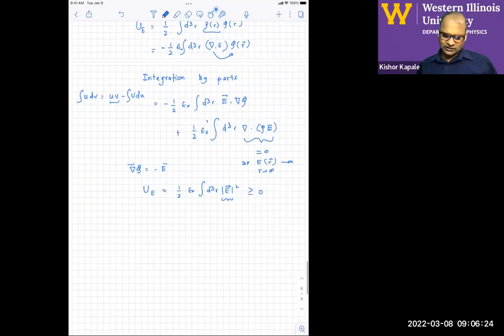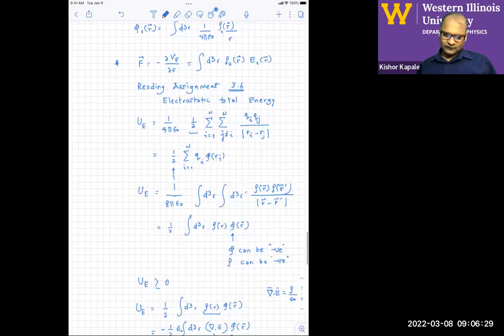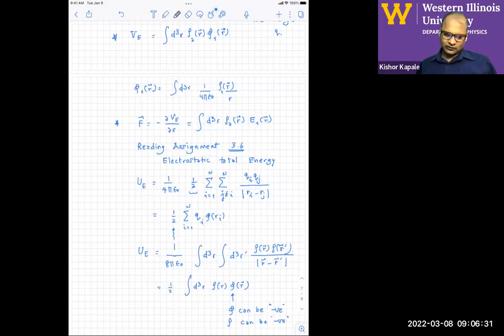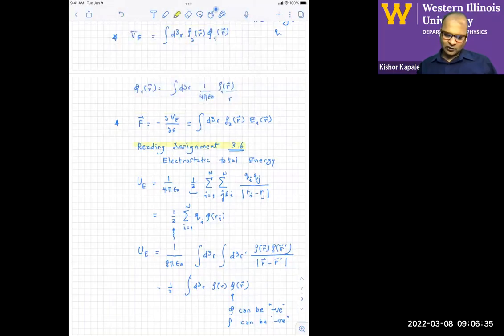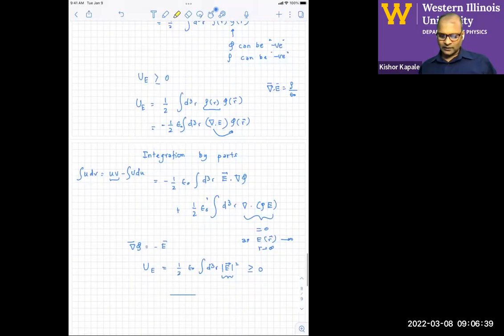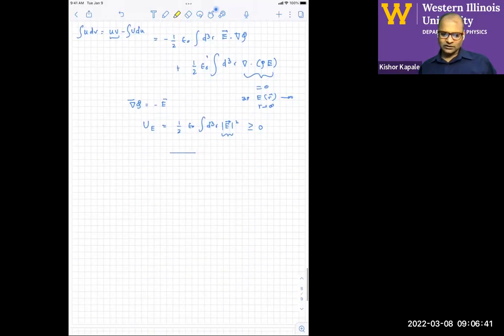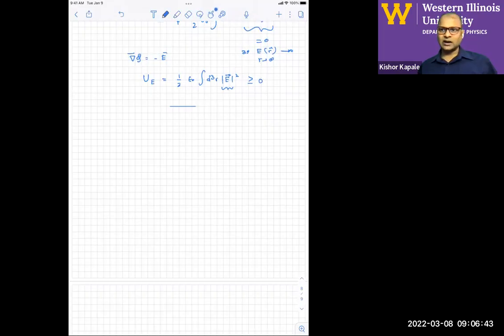So that's the complete discussion of the electrostatic energy. Of course, you have to supplement it with a reading of section 3.6 to understand that factor of half. But you sort of get the idea of what's happening here. So that's conceptually kind of important to see.